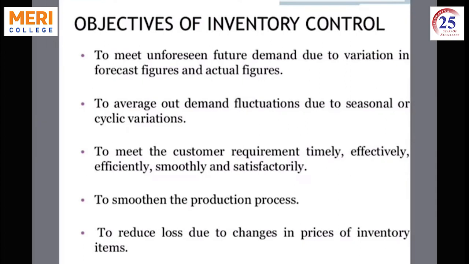The first objective of using inventory control systems and techniques is to meet unforeseen future demands, which may vary due to different future demands of customers. Customers may have different demands and different tastes at every point of time. So the aim is to meet that unforeseen future demand due to variations between forecast figures and actual figures at that point of time. The second one is to average out the demand fluctuations due to seasonal or cyclic variations.